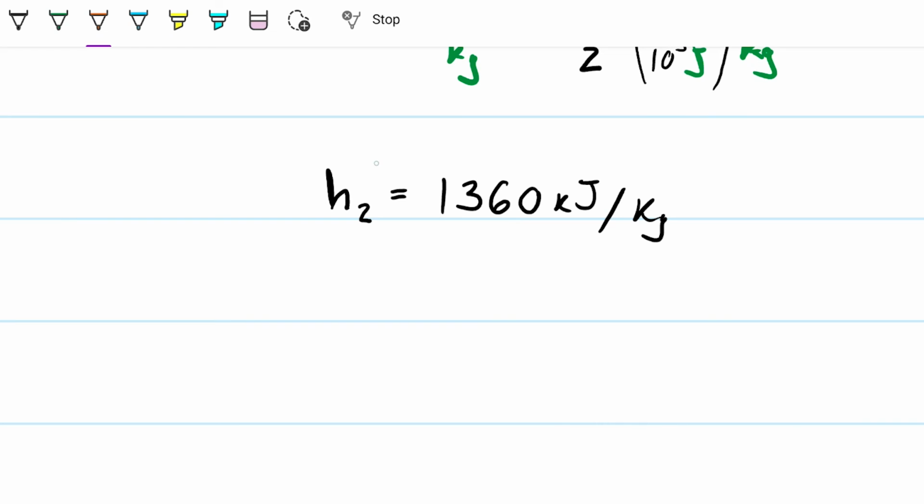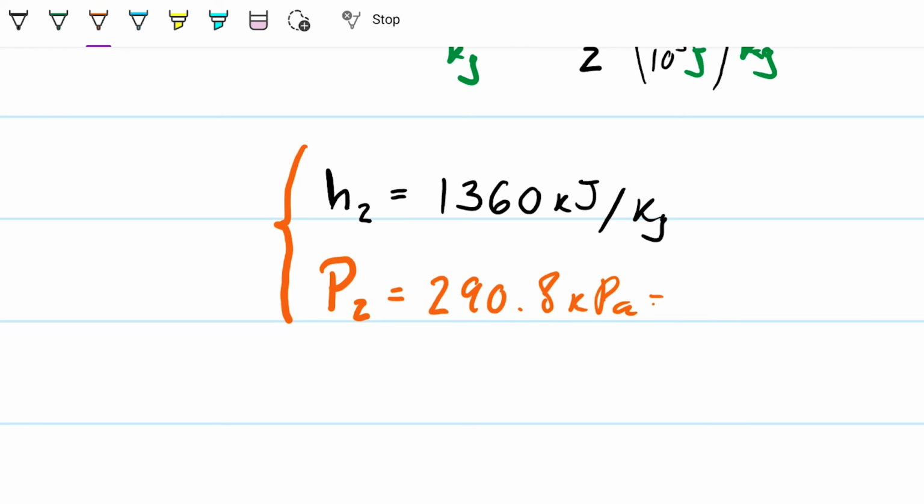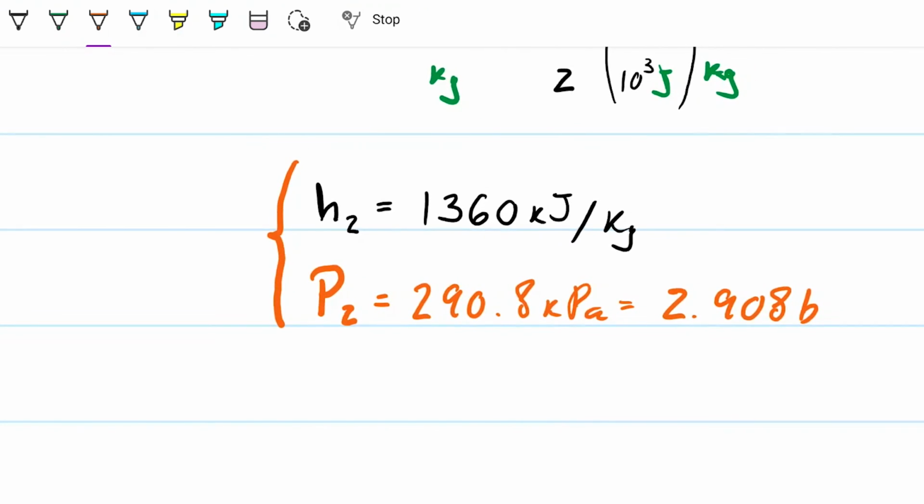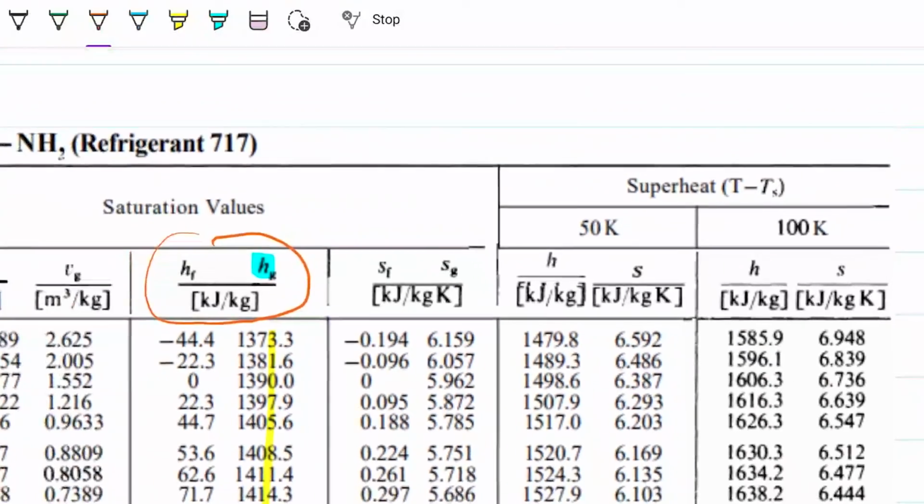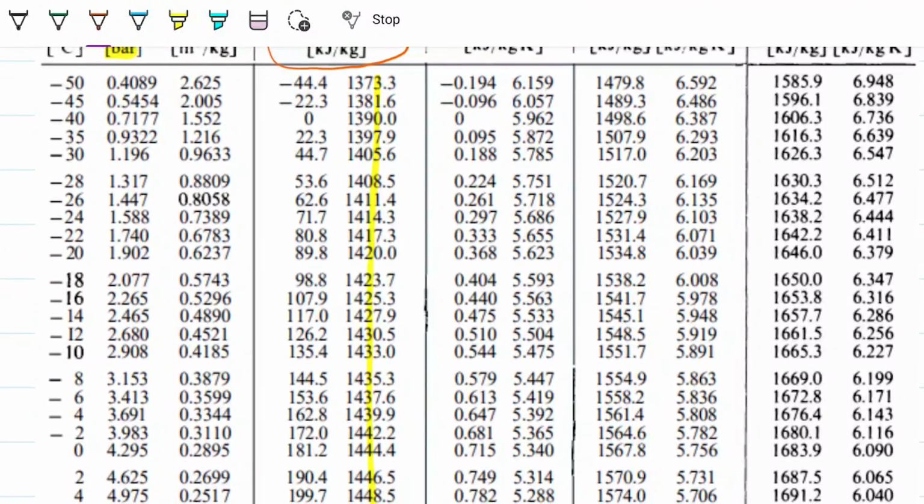Okay, so now what I'm looking for on the table is a combination for ammonia, right? Obviously, because this is still ammonia, nothing changed in that regard. I'm looking for something that is a combination of the enthalpy and the pressure of 290.8 kilopascals or 2.908 bar, which is what the table is given in. So let's go ahead and look for this and then look where this falls on the scale. 2.908. Here we are.